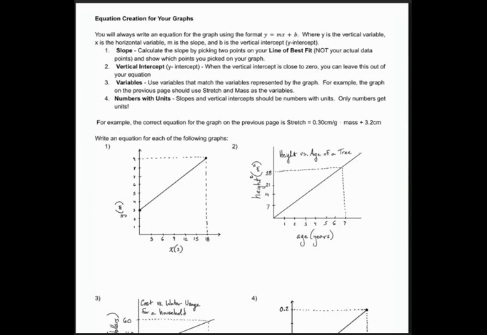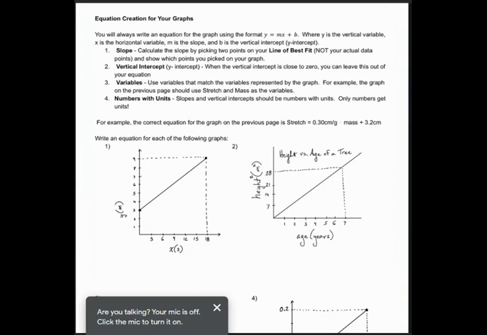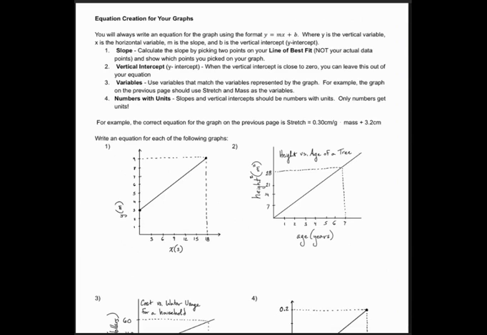For this next section, we're going to look at how I expect you to write an equation for a graph. The first thing is that you're always going to write an equation in the y equals mx plus b format, but you are going to plug in all of the different things based on the graph that you're given. So y needs to be the variable on the y-axis here.